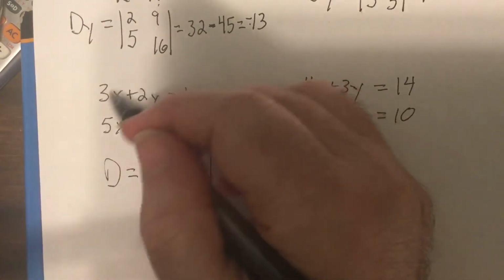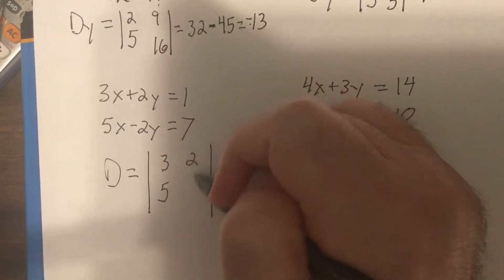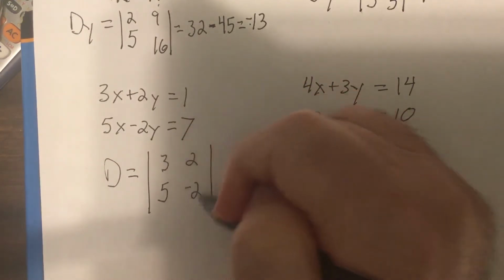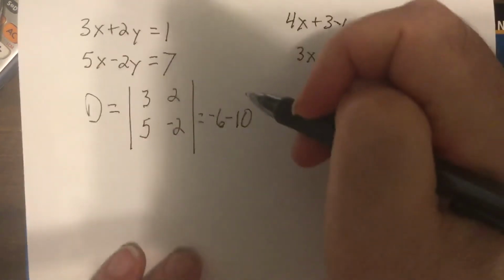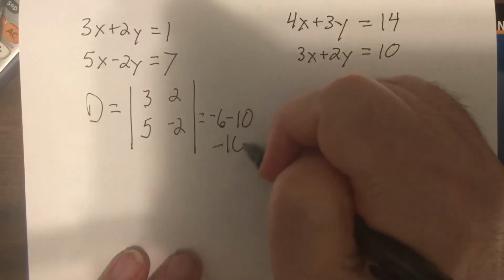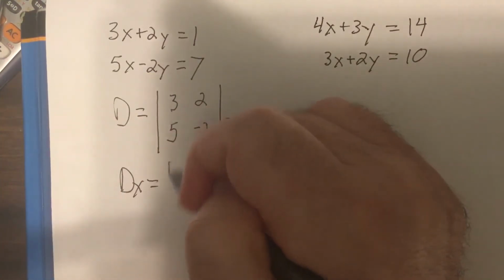Okay, so it's the coefficients, so it's 3, 5, 2, negative 2. So that would be negative 6 minus 10, which is negative 16. Now we have to find Dx. Go ahead.